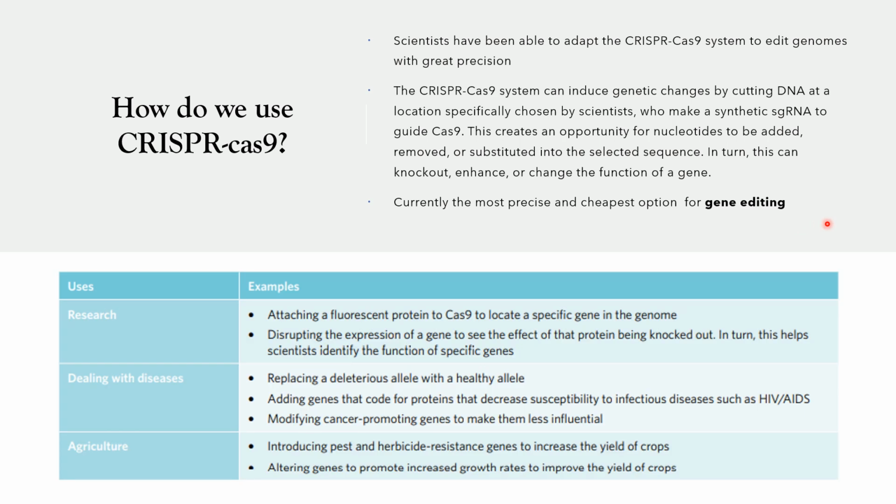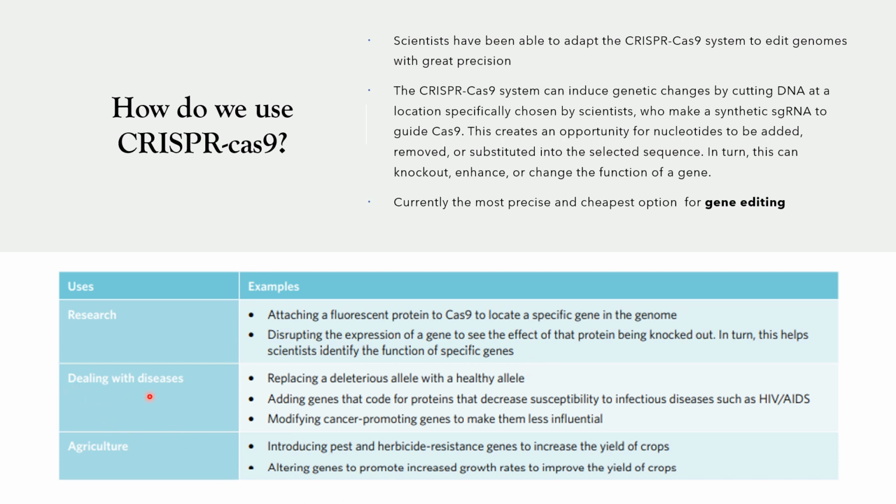So these are some of the ways that we currently use, or can use, CRISPR-Cas9. We can use it for research. So for example, attaching a fluorescent protein to Cas9 to locate a specific gene in the genome. So we can use it to figure out where a specific gene is, because your genome is so huge, or an organism's genome might be really huge. You can use it for disrupting the expression of a gene to see the effect of that protein being knocked out. This helps identify the function of specific genes if we're able to knock out or silence a specific gene.